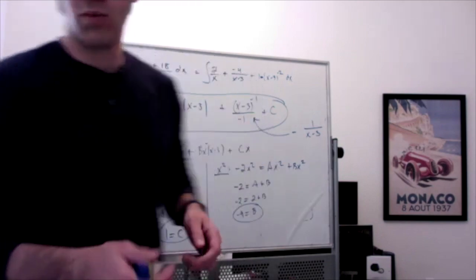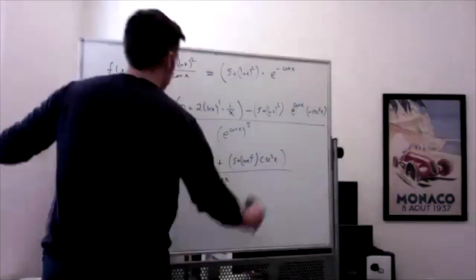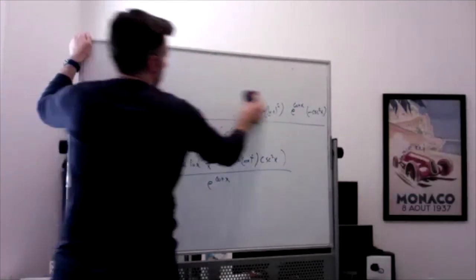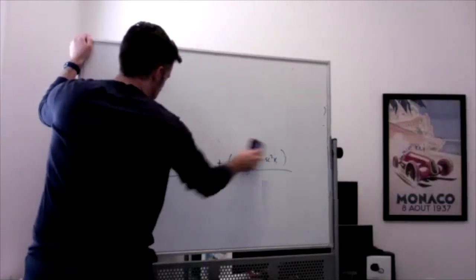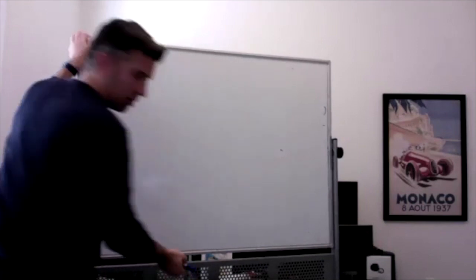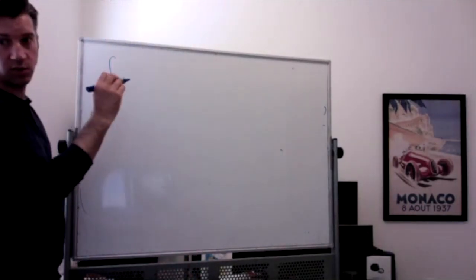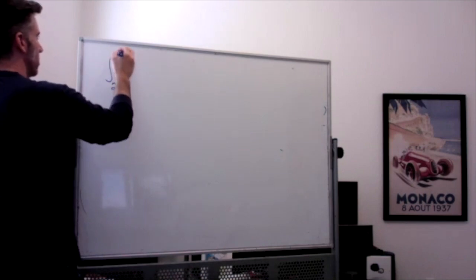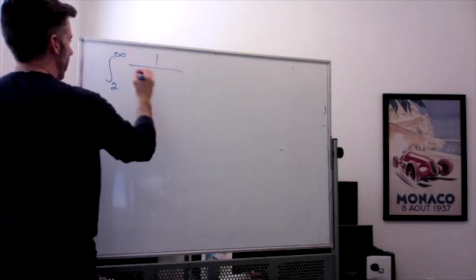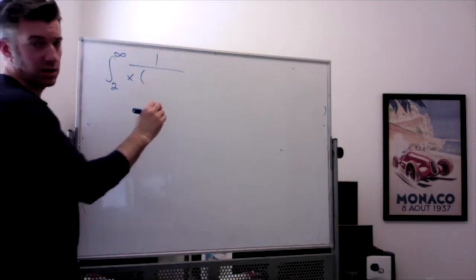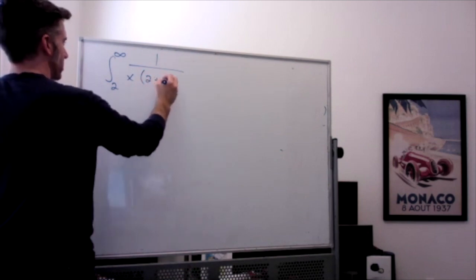We've got time. Let's do one more. Do one more improper one. So does the following integral converge or diverge? The integral from 2 to infinity of 1 over x times 2 plus natural log of x, squared.